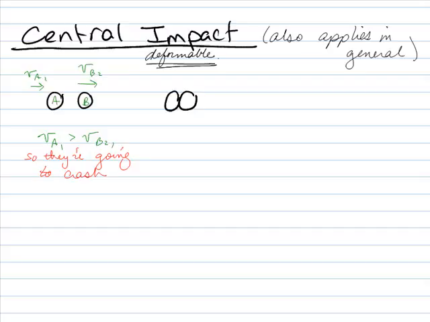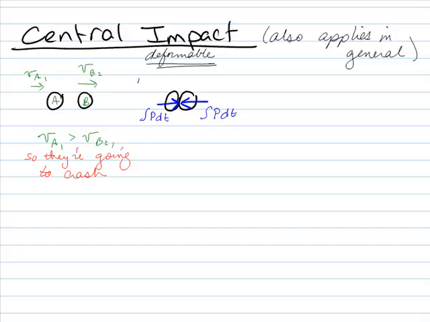So, now that they're deformable, what's going to happen is that they're going to smush, okay? So B exerts a force on A. Let me draw it a little bit better. B exerts a deformable force on A, and A exerts a deformable force on B. And the way we're going to represent that is integral P dt.